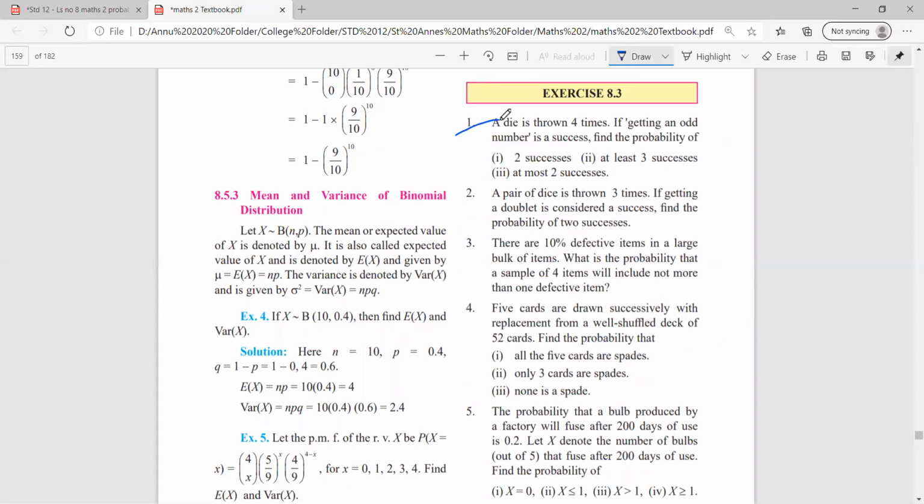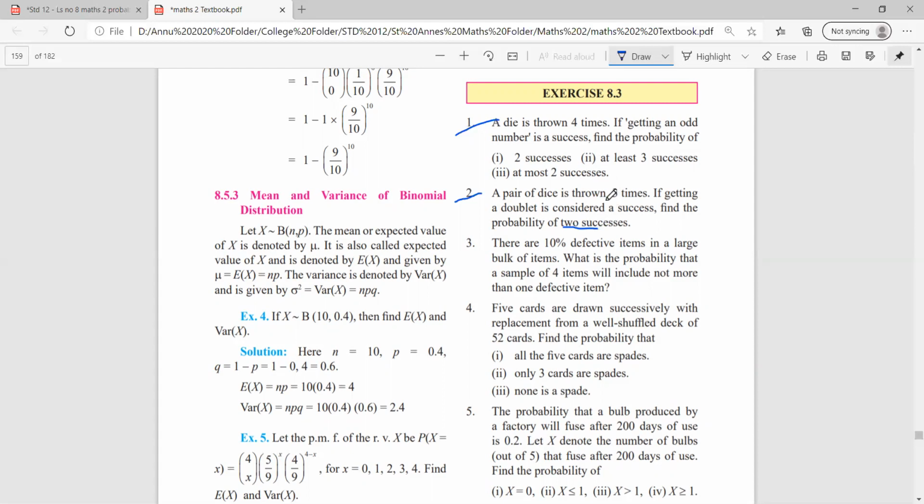Moving forward with sum number 2. A pair of dice is thrown 3 times. If getting a doublet is considered a success, find the probability of 2 successes. So the very first thing, class, is that it is binomial. We need to find 3 alphabets, N, P and Q. Before I show you the solution, can you all identify the value of N?